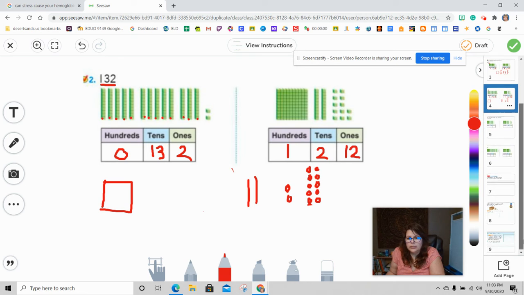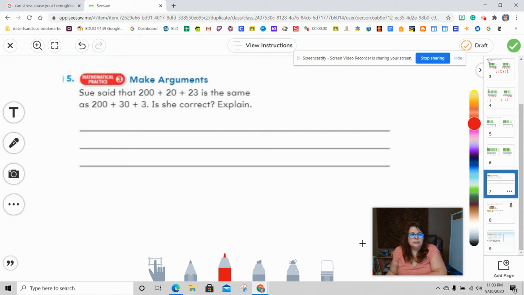So now we're going to go into the word problems. Now it says make an argument. Sue says that 200 plus 20 plus 23 is the same as 200 plus 30 plus 3. Is she correct? I don't know. Let's see. So let's do the first one first. This one. I'm going to copy it right here.